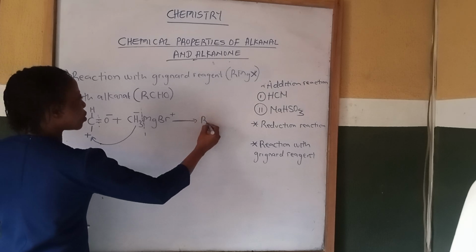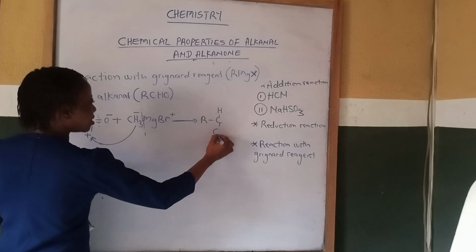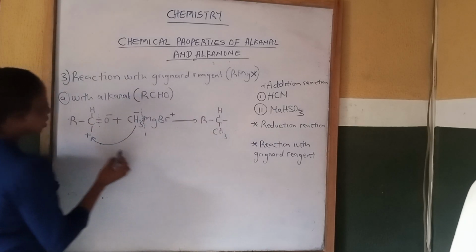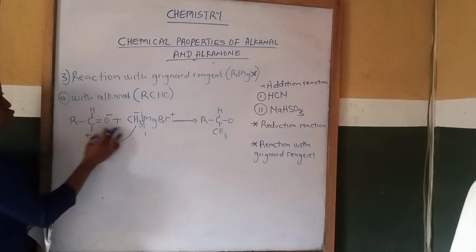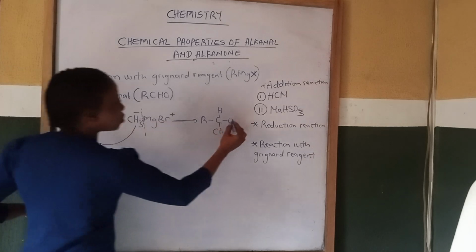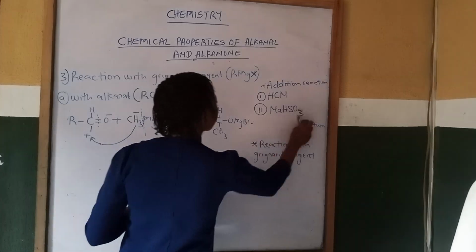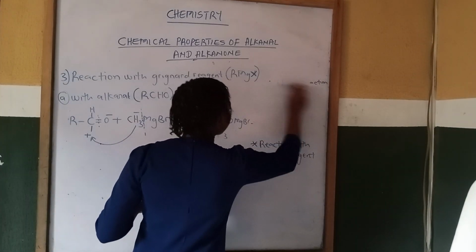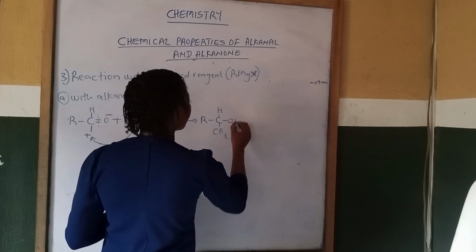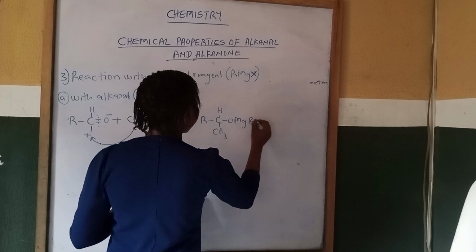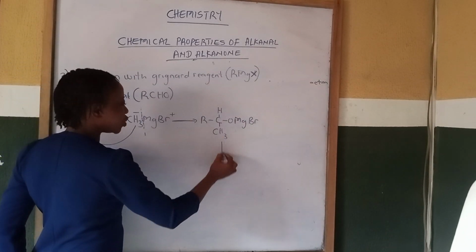So our product will now be RC, then hydrogen up, followed by CH3 down, then we are left with one oxygen here. So the double bond has broken down into two, then MgBr will join, MgBr. Now, the second stage, our product formed here will be hydrolyzed.